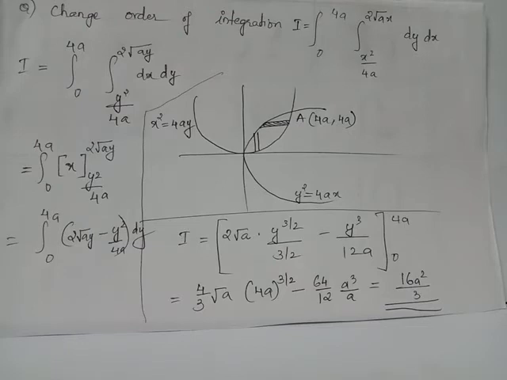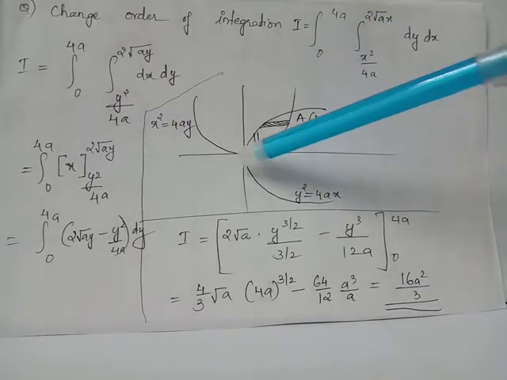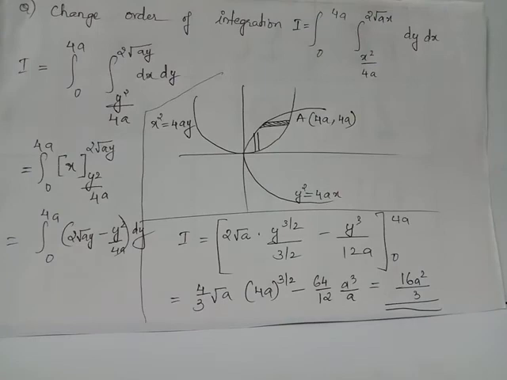The right end of the horizontal strip is at the parabola x square equals 4ay. That is, this parabola will give us the upper limit corresponding to variable x. From the equation x square equals 4ay, we have x equals 2 times root of ay, which corresponds to the upper limit of variable x. Therefore, x varies from y square by 4a to 2 times root of ay.